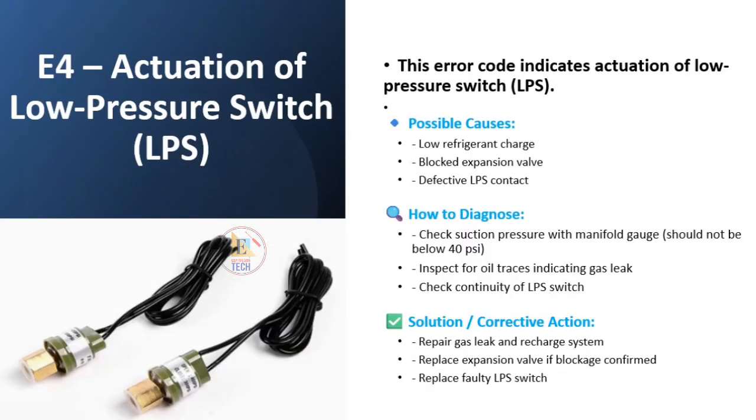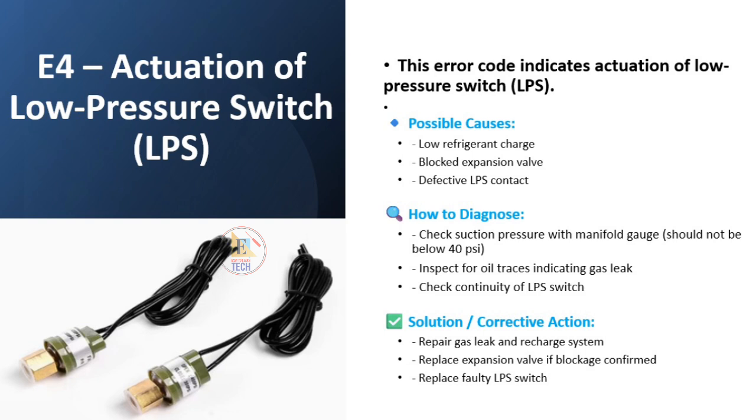Error code E4 indicates actuation of the low-pressure switch. This fault is commonly caused by low refrigerant charge, a blocked expansion valve, or a defective low-pressure switch contact. Diagnosis requires checking suction pressure with a manifold gauge and ensuring it does not fall below 40 psi.